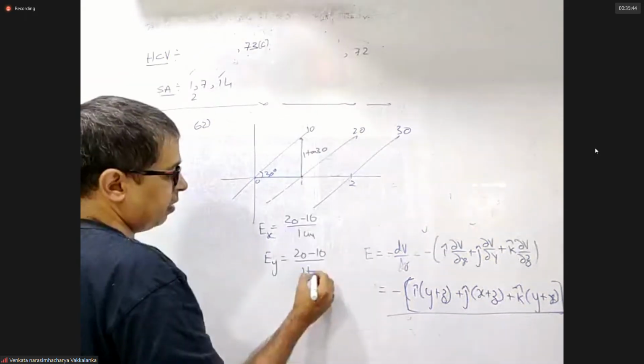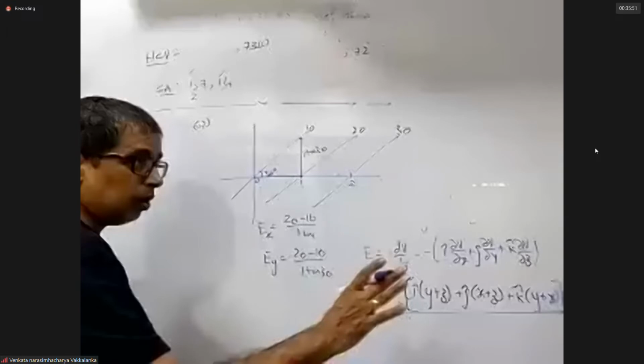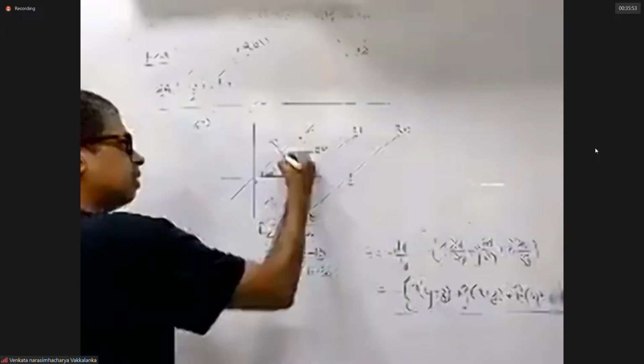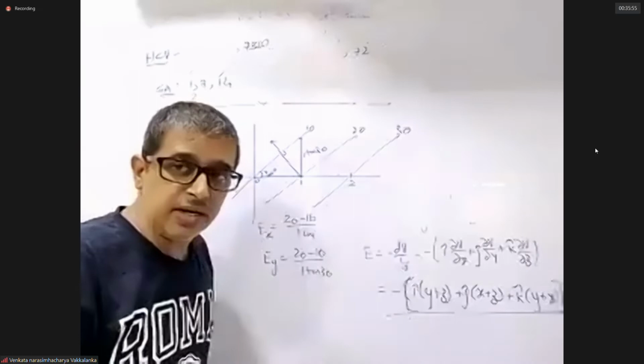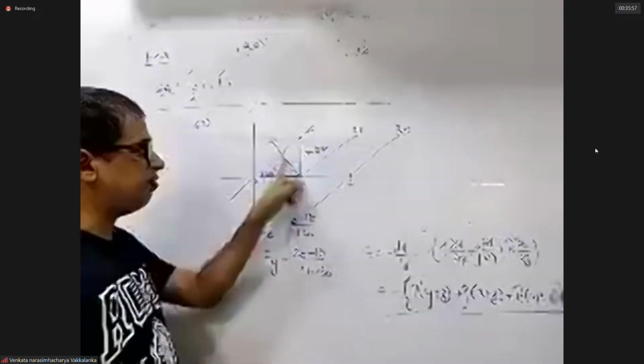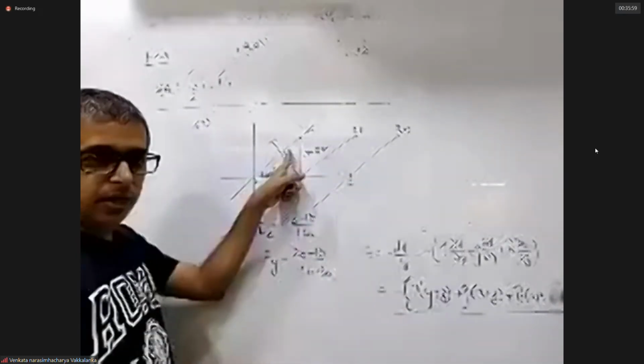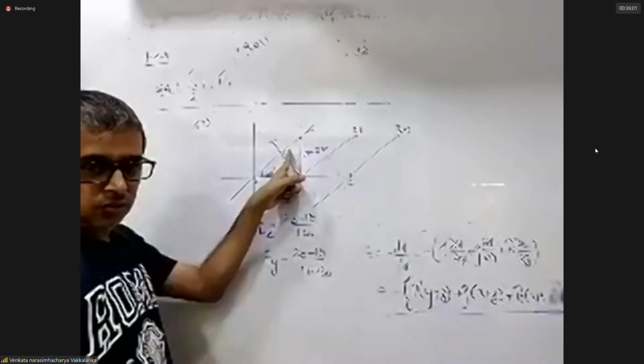Divided by 1 tan 30. The resultant of this is my answer, but I will not do the whole of this. I know the resultant direction. How do you know the resultant direction? The field will be perpendicular to the equipotential surface.